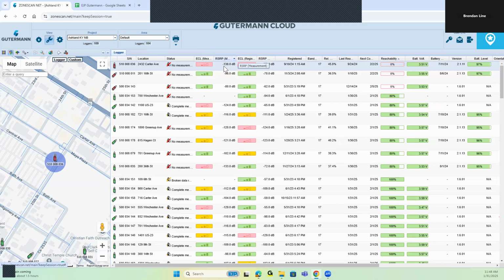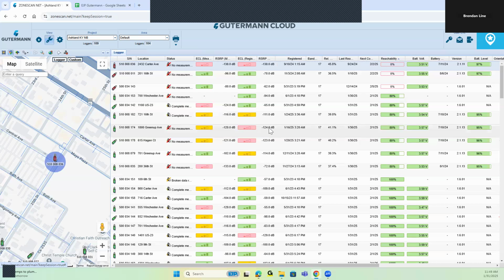RSRP, this one here, is basically the signal strength when you first program your logger for the first time. So you'll see these minus numbers. Minus 50 would be basically perfect, and then minus 100 is still pretty good. As you get to the minus 120s and 130s, you'll start to see it changing to yellow and red, which means the signal's not the greatest.